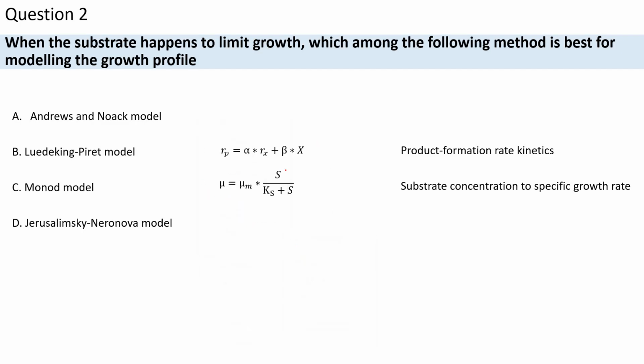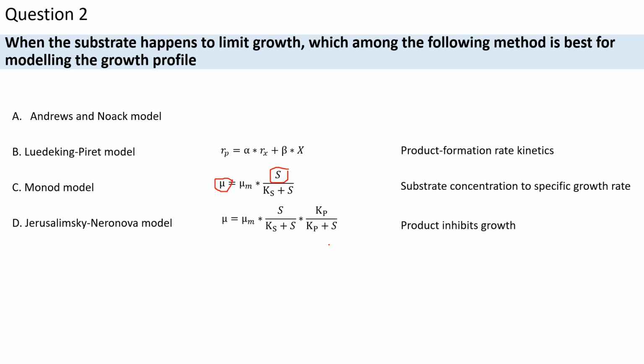So in the question only, we are understanding that here they are just giving the relation between your substrate concentration to the specific growth rate. Okay, so this is not going to tell you in any way how your substrate is going to limit the growth of the cells. So that is also not being given here.